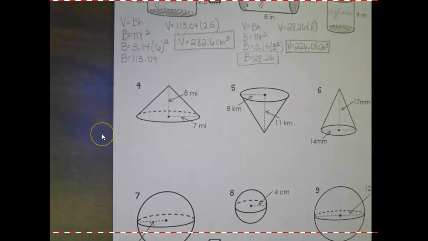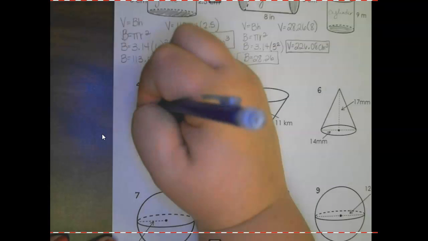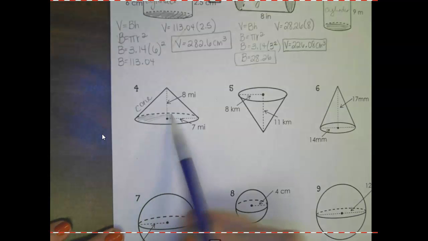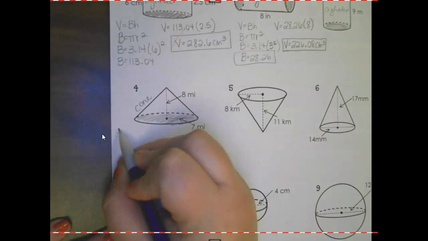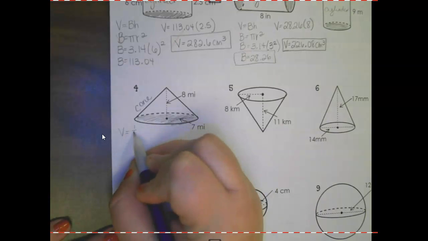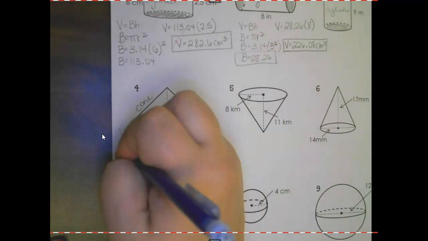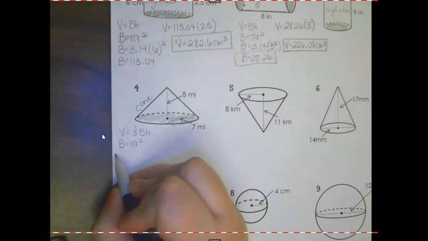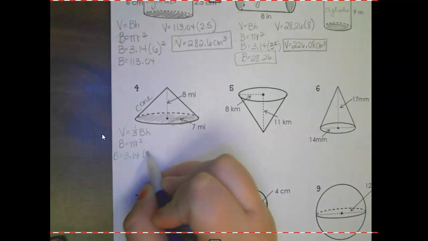All right, hopefully you've done number 3. Told you we're not going over it, but let's look at number 4. Number 4 is a cone. So I'm going to shade my base. I only have 1 base. Okay. But this time I'm going to use 1/3 big BH. All right. So big B, pi r squared. So 3.14 times 7 squared.